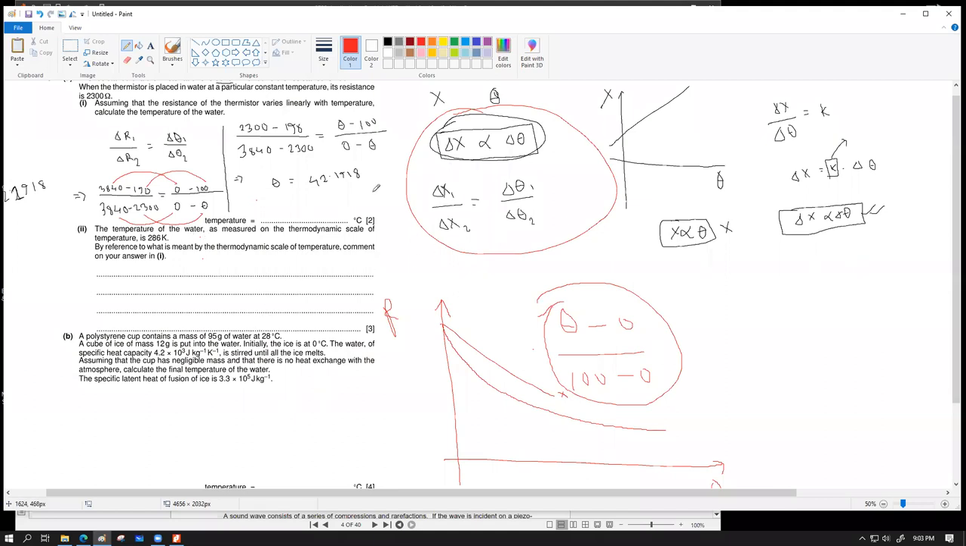Theta minus theta lowest divided by theta highest minus theta lowest. Yeah, exactly. That always works.